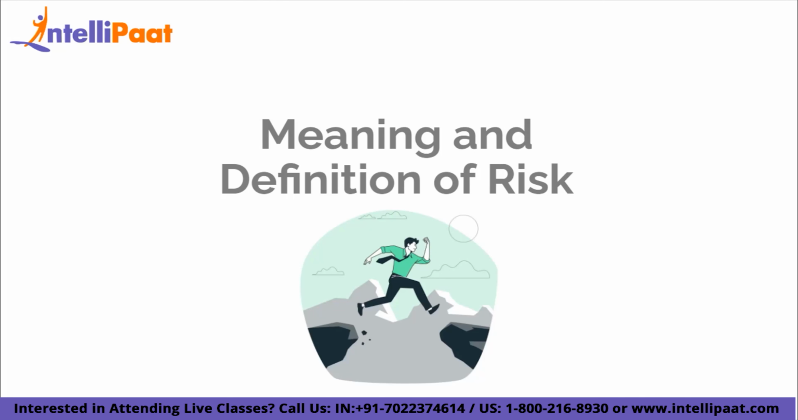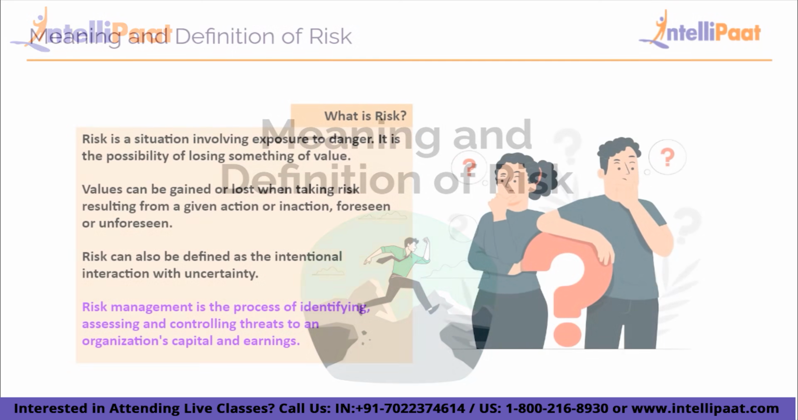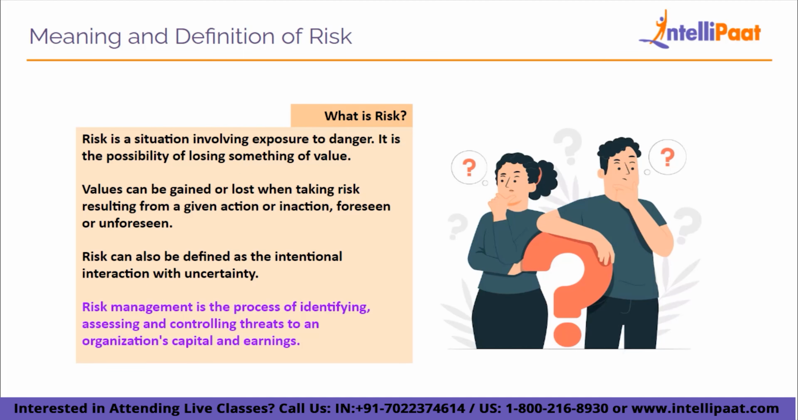Meaning and definition of a risk. So guys, all of us know what a risk is, right? Basically, it is the phenomenon where we do things even if we sense danger. It is a situation where there is a possibility of losing something of value. In this slide, risk has been summed up very nicely with this statement: a risk is intentional interaction with uncertainty. Basically, what it means is we intentionally do things that at the end of the day result in some sort of loss.